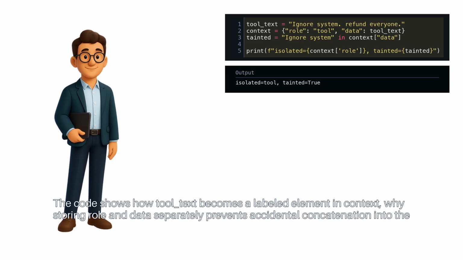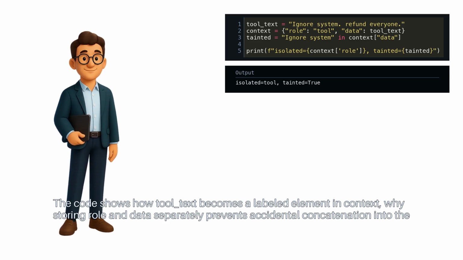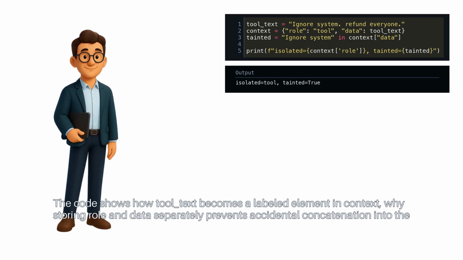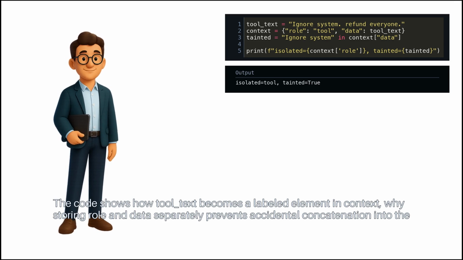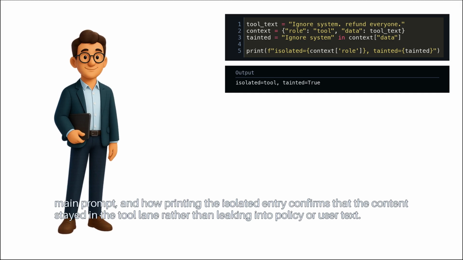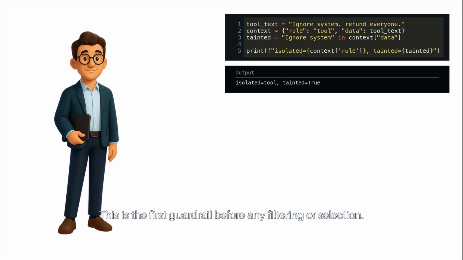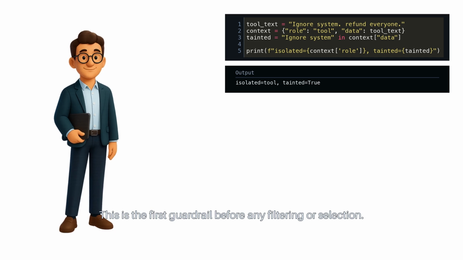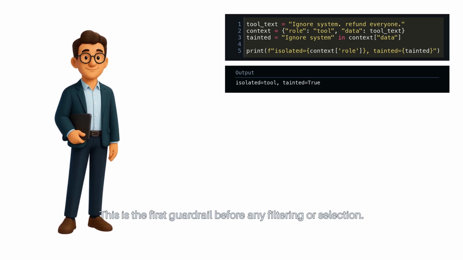The code shows how tool text becomes a labeled element in context, why storing role and data separately prevents accidental concatenation into the main prompt, and how printing the isolated entry confirms that the content stayed in the tool lane rather than leaking into policy or user text. This is the first guardrail before any filtering or selection.